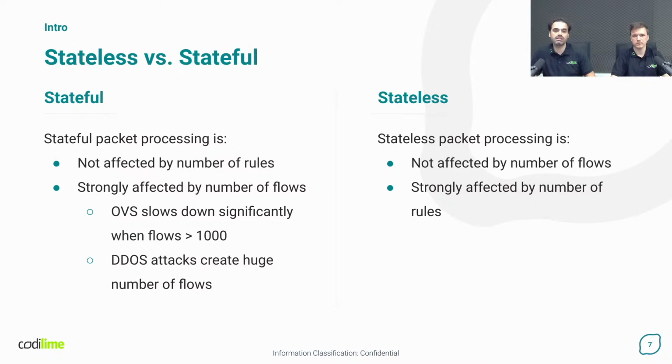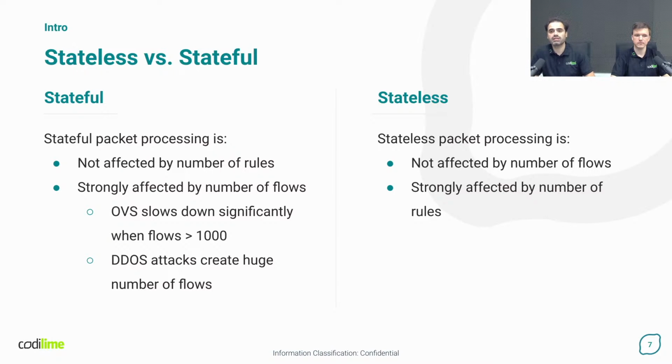And when dealing with the OVS, we can see that OVS will slow down significantly when dealing with flows over 1000. And when we are dealing with a DDoS attack that comes from multiple sources, using multiple types of traffic, they will create a huge number of flows, rendering such a stateful firewall useless, as the flow table will either overload or be very, very slow.